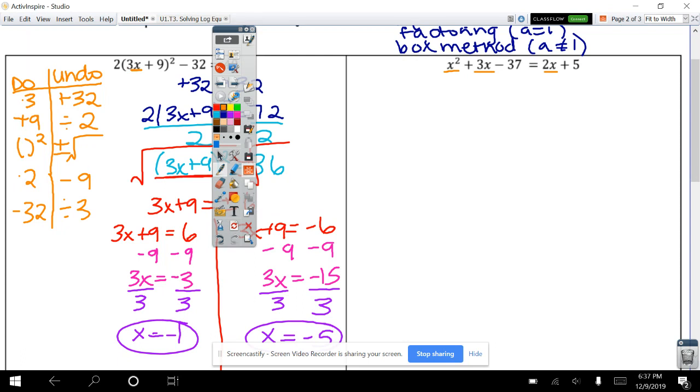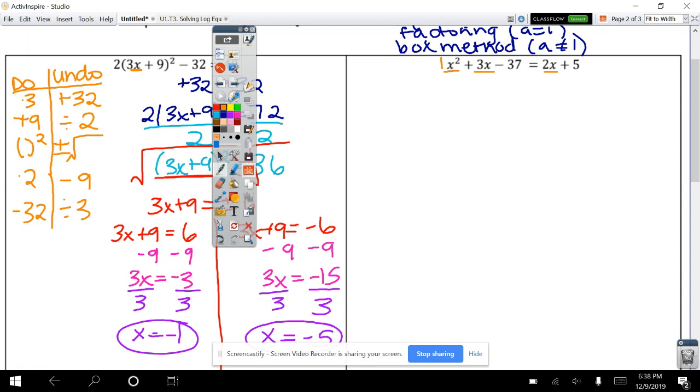Which kind of factoring would I use? Well, the coefficient in front of my x squared is 1, so that means once I get everything on one side, I can use my easier factoring method. You don't need to make the box or anything when you have a coefficient of 1 on x squared.